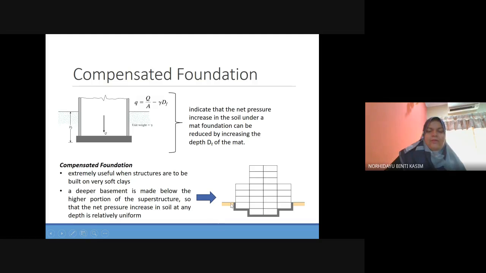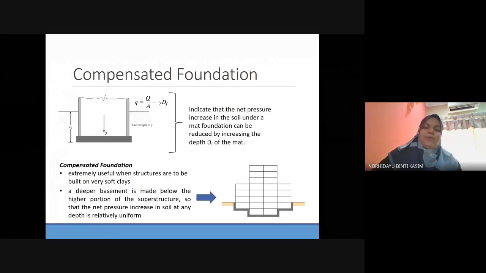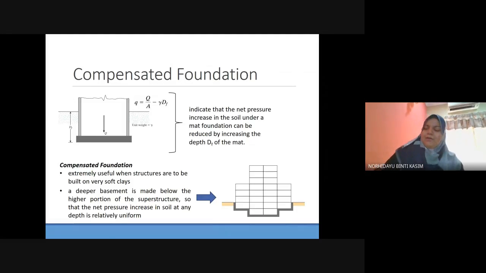So if your soil is a very soft soil, for example soft clay, you can use a compensated foundation. You excavate the soil, excavate out the soil and then build your structure.